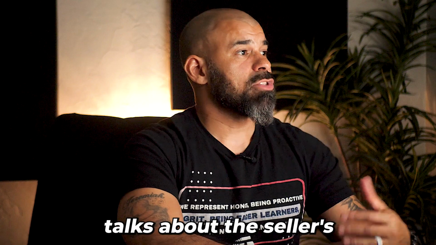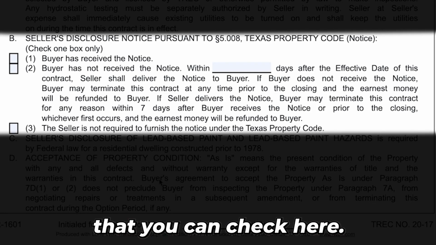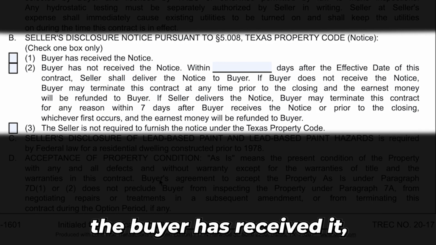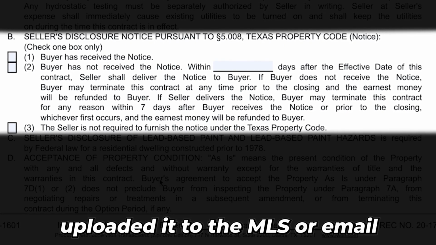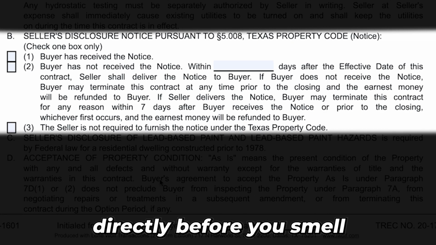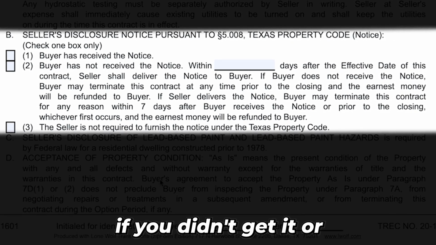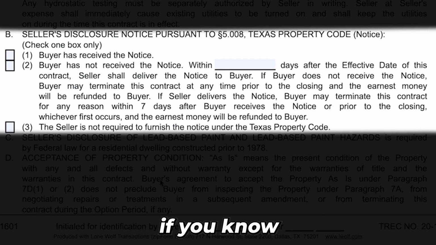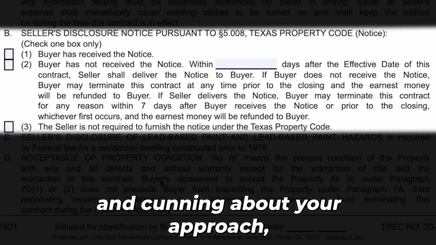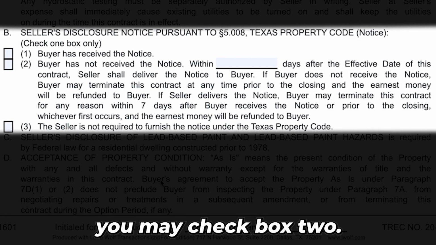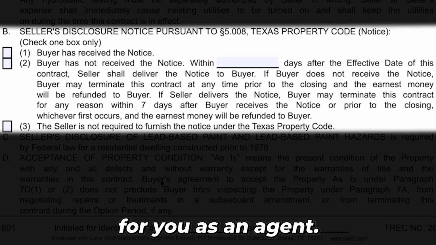Paragraph B talks about the seller's disclosure notice. So there's 3 boxes that you can check here. 1, the buyer has received it, which most likely if the agent uploaded it to the MLS or emailed it to you directly before you submit the offer, that would be the appropriate box to check. If you didn't get it, or if you know these contracts very well and you're very savvy and cunning about your approach, you may check box 2, right? So understanding box 2 is very important for you as an agent.